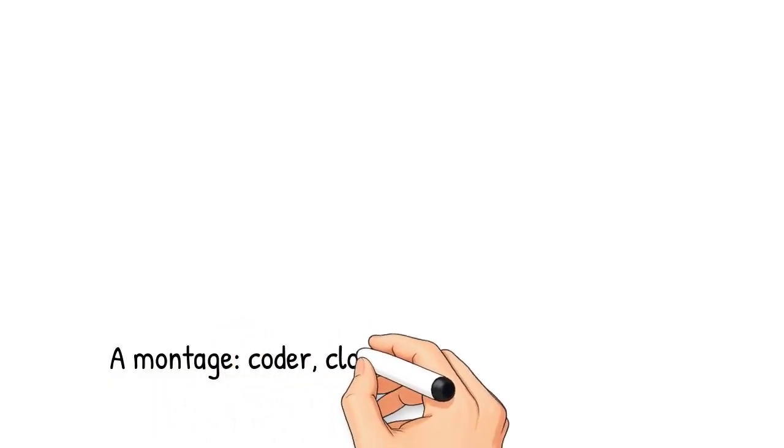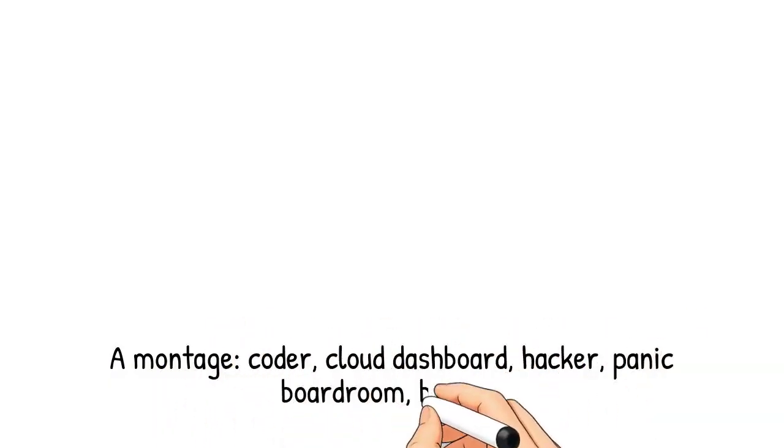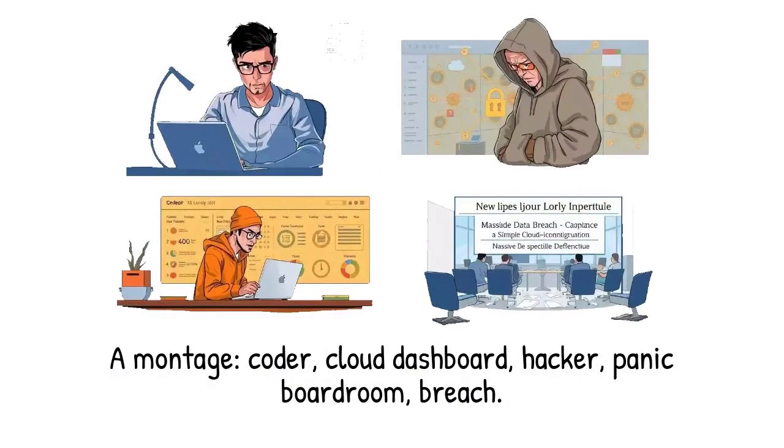Cut to a dramatic montage. A developer pushing code at 2 a.m., a cloud dashboard with hundreds of toggles, a hacker scanning the internet for exposed buckets, a company boardroom in panic. A headline: massive data breach caused by a simple cloud misconfiguration.